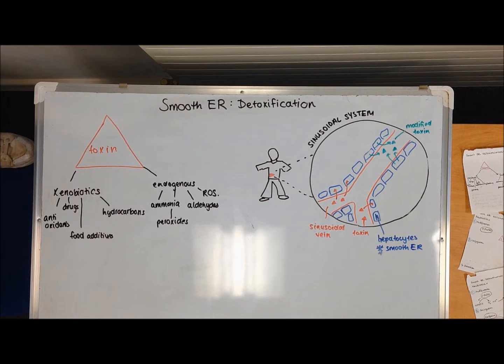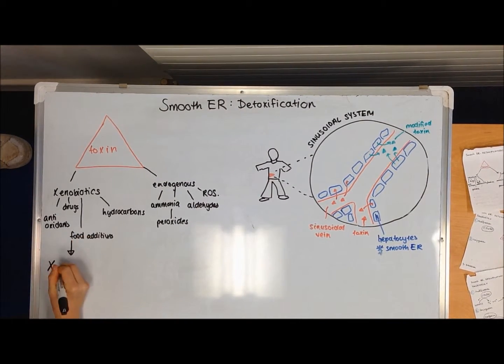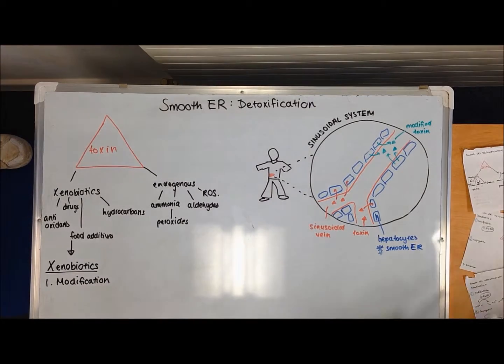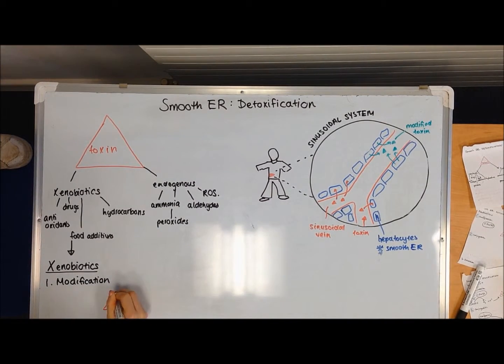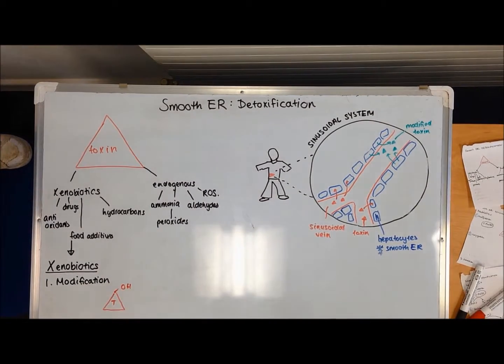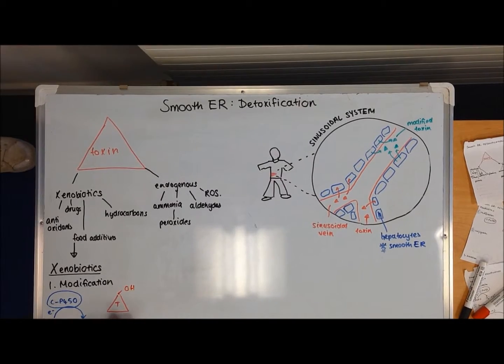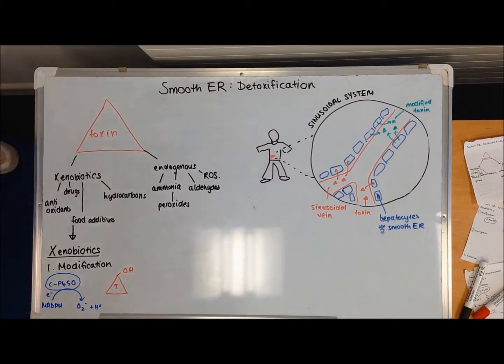There is a huge variability in the type of xenobiotic the body will encounter every day, so the body uses a common mechanism to deal with all of them. Detoxification of xenobiotics has 3 stages: modification, conjugation, and excretion, the smooth ER being heavily involved in the first 2. Modification. A hydroxyl group is formed, making the toxin water-soluble. The enzyme cytochrome P450 takes an electron from NADPH and transfers it to molecular oxygen. The oxygen then combines with a free hydrogen ion and is added to the toxin.